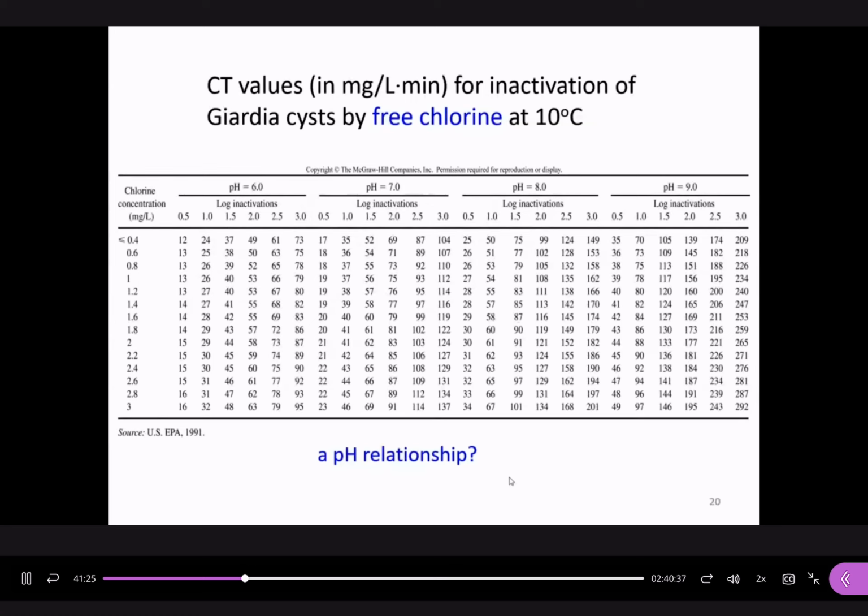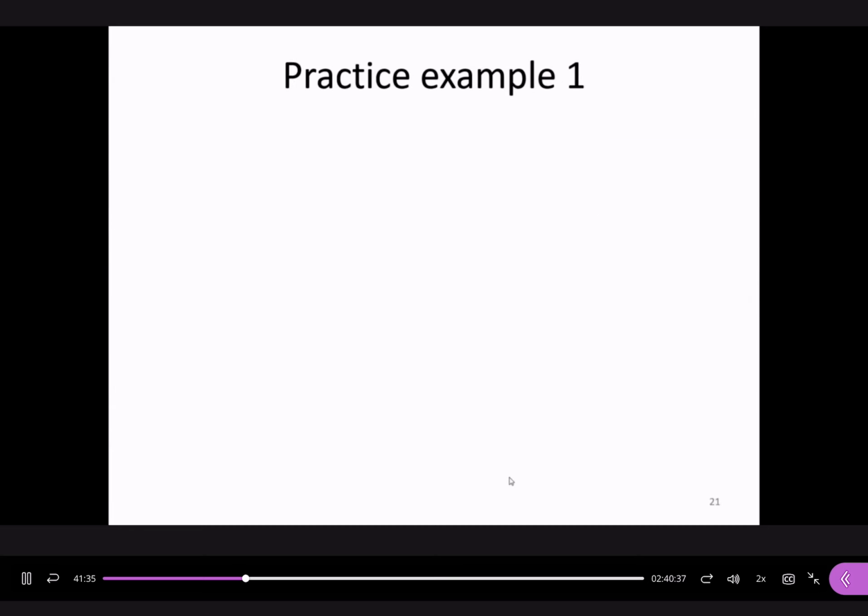Why? Acid is more powerful than hypochlorite, right? So we need to actually understand what is free chlorine, what is the composition of free chlorine. Under different pH, the composition changes. And that changes the disinfection power, which we will discuss later.